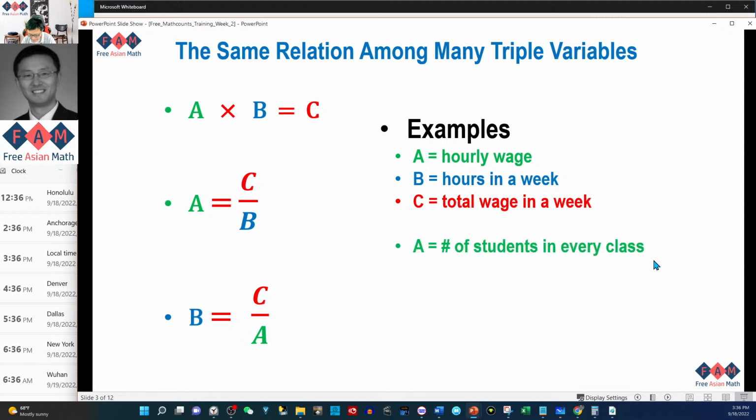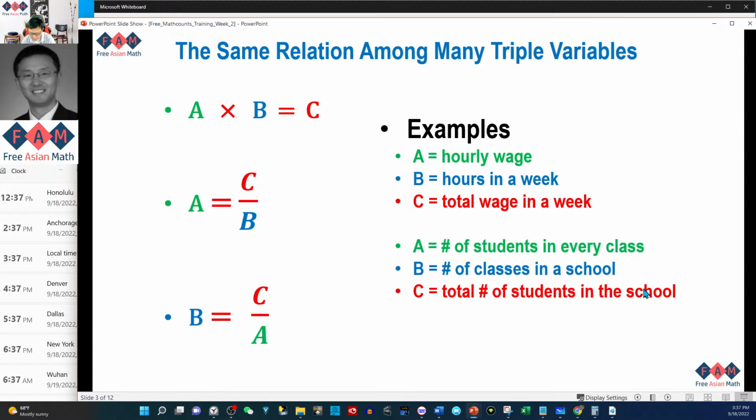Another example, let's say we try to count how many students are in your school. A could be the number of students in every class. Let's assume that in this school, each class has exactly the same number of students. So A could be that number, and then B could be the total number of classes in your school. Then, of course, the total number of students in your school would be A times B. So this kind of relationship is just so widespread.